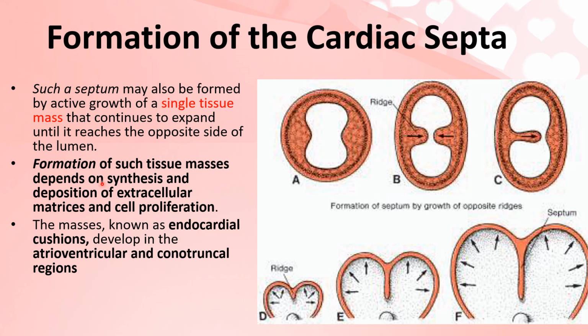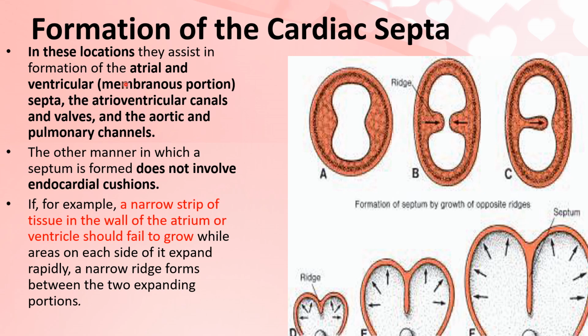Such a septum may also be formed by the active growth of a single tissue. The formation of such tissue masses depends upon two factors. First, there is synthesis and deposition of extracellular matrix. Second, there is cell proliferation and migration from the endocardium into these actively growing areas. In these areas, the newly formed proliferating cells are covered by extracellular matrix and protrude into the cavities. They contribute to the AV cushions, the conotruncal region, and the membranous parts of the atrial and ventricular septa. As I already told you, they form the membranous portion of the AV canals and the aortic and pulmonary channels.